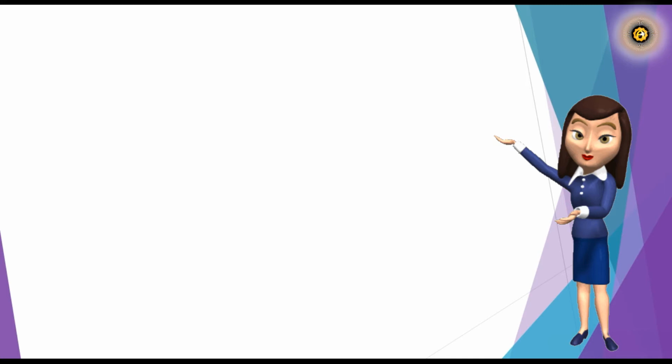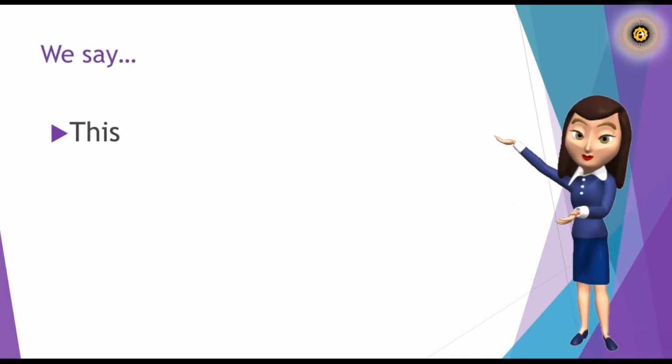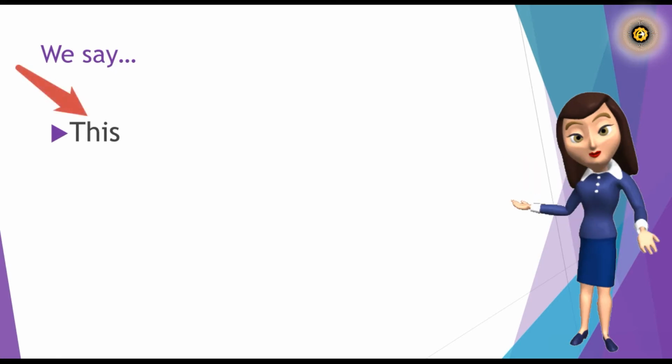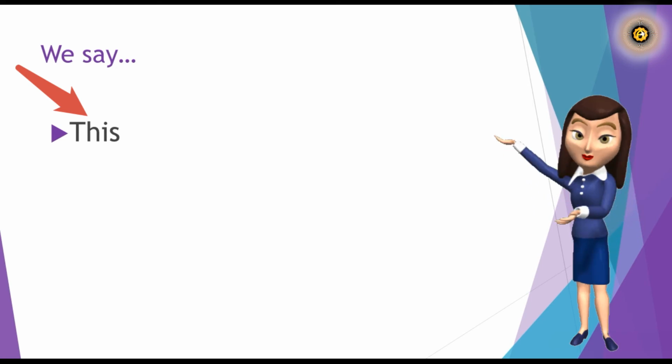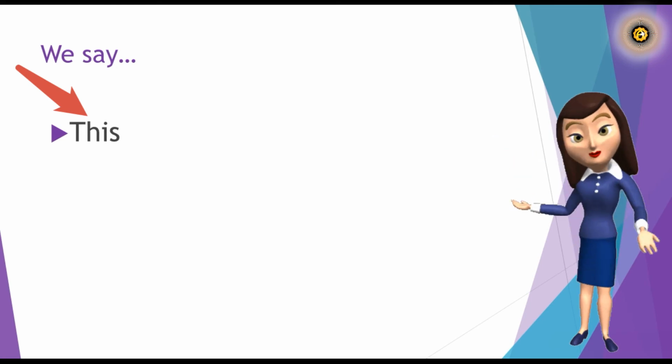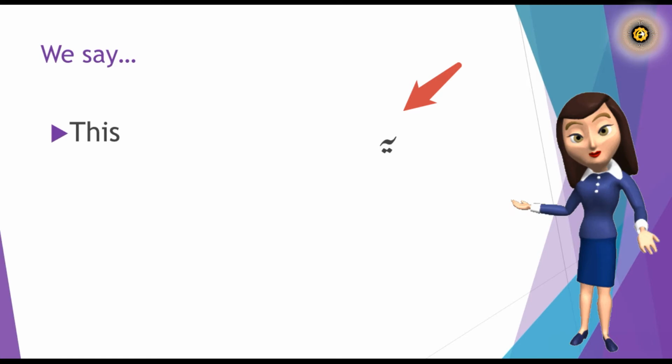Alright? Okay. So, we say this. In English, we say this. When we are pointing at something and it is close to us, we say this. And in Urdu, it is ye.